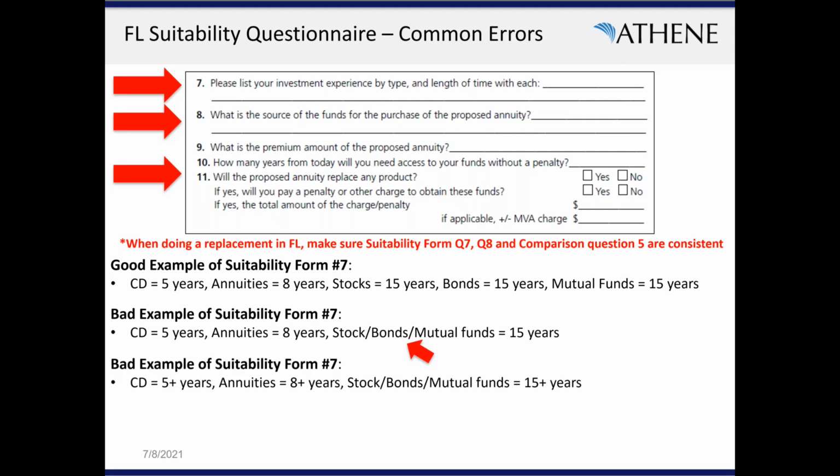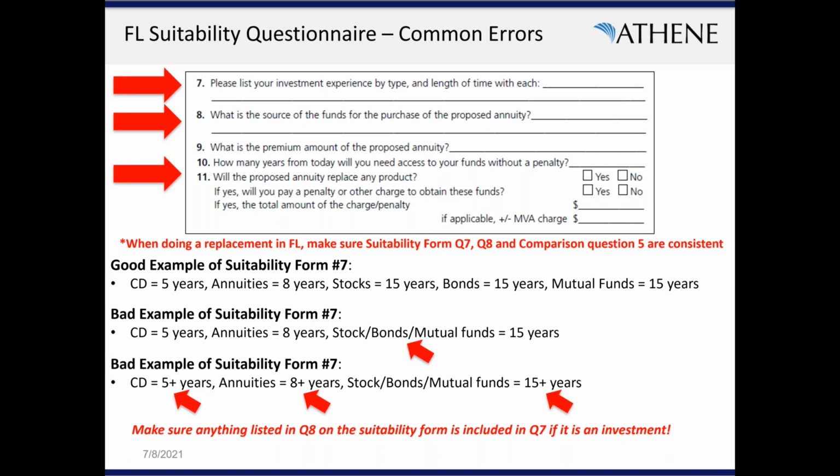Another example of a NIGO is CD is 5+ years, annuity 8+ years, stocks, bonds, mutual funds 15+ years. Now there's a couple issues here. One, stocks, bonds, and mutual funds cannot be tied together. Each individual has to have their own time frame, and you cannot have 5+, 8+, 15+, because what is 5+? Does that mean 5.5? Does it mean 7? Does it mean 9? We can't make any assumptions. That's why it has to be clear.